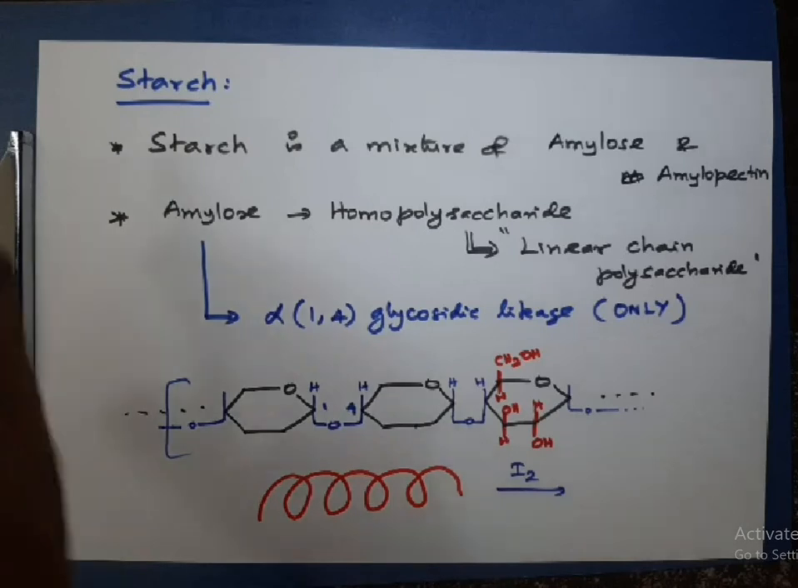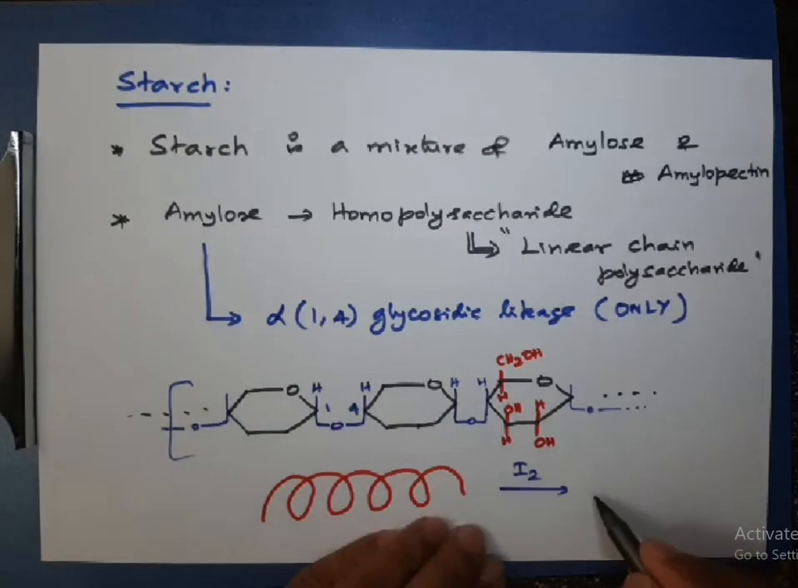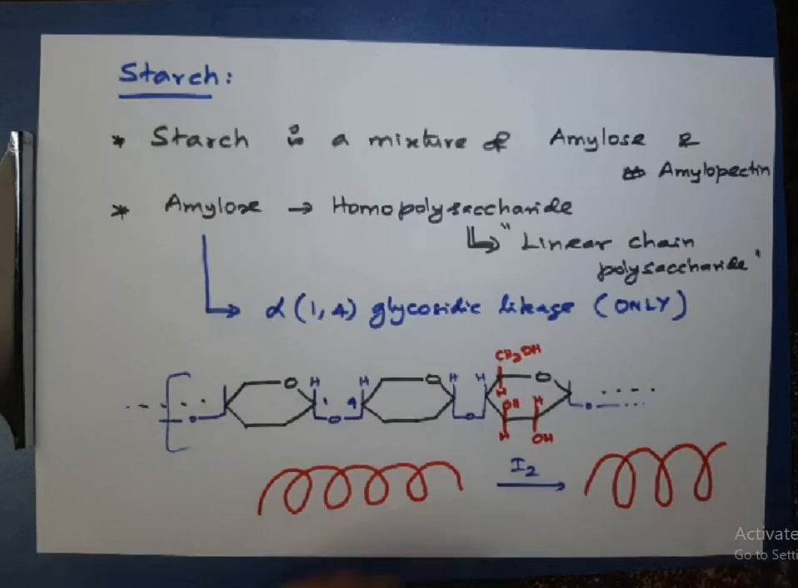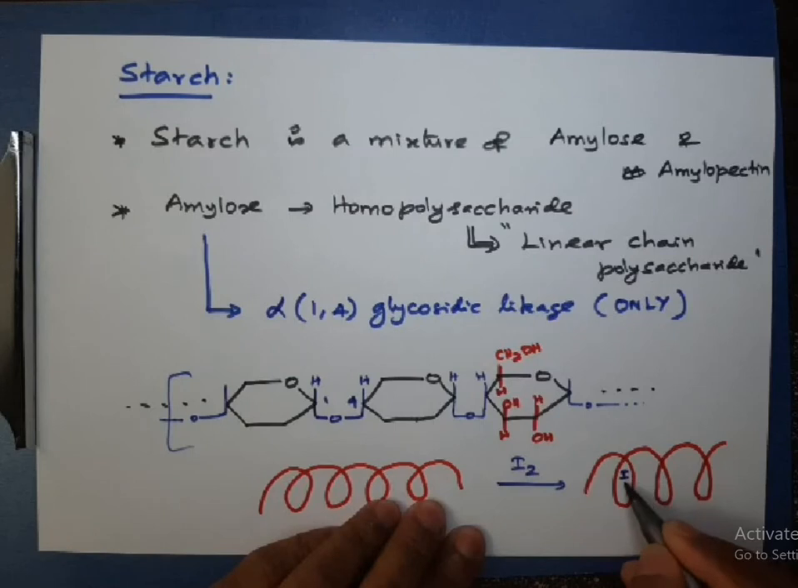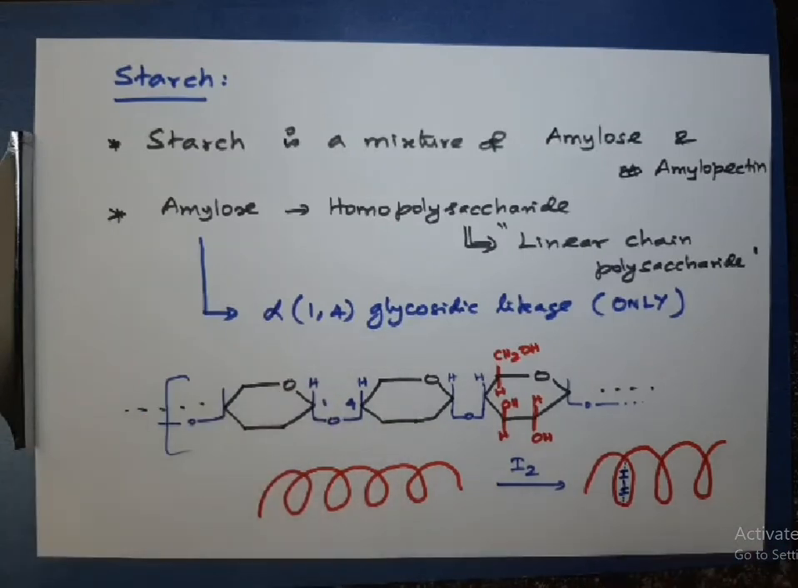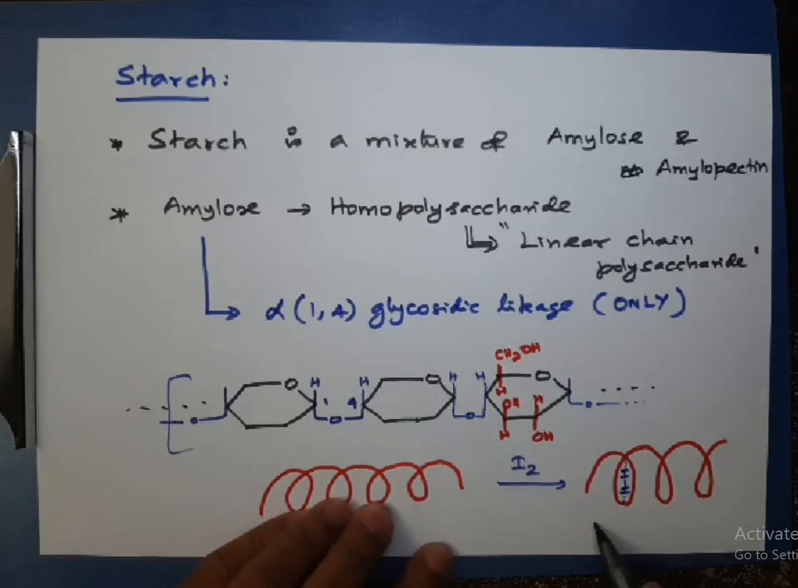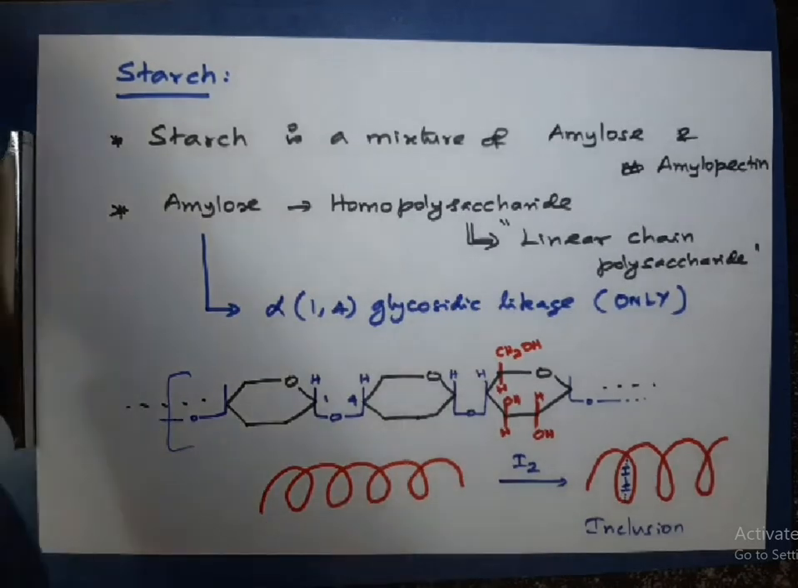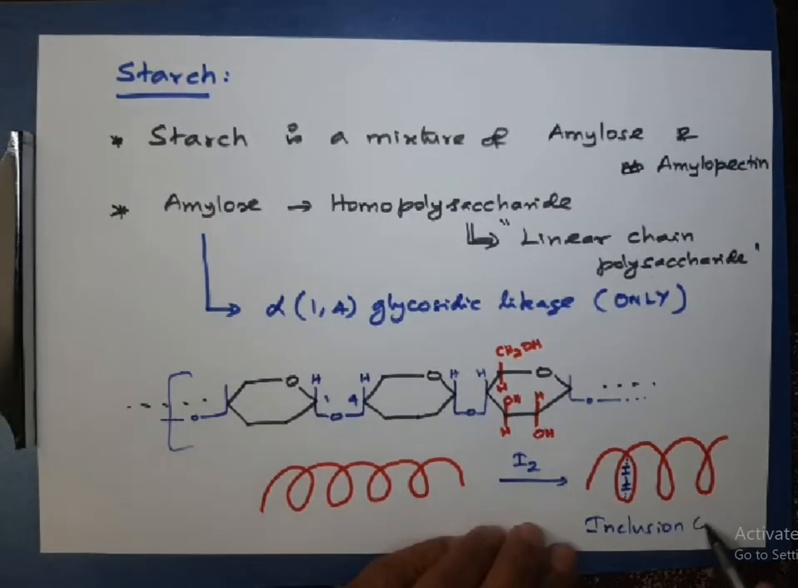So let me draw here. In this coil-like structure, iodine molecules get trapped. Here I will take an iodine molecule. This iodine molecule is trapped in this coil. Just for understanding purposes, I'm showing it like this. In each and every coil, many iodine molecules get trapped, and we'll get a complex called an inclusion complex. It is called an inclusion complex.